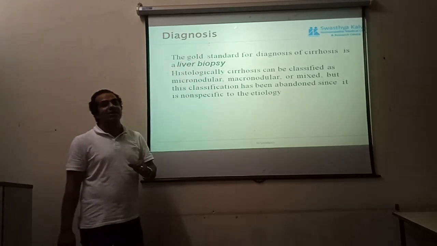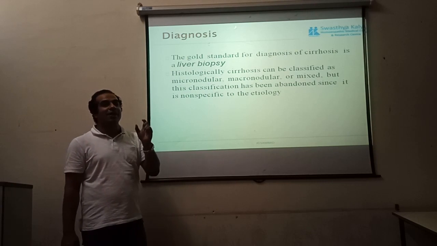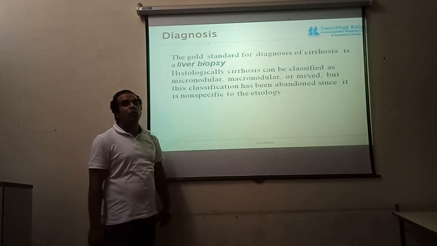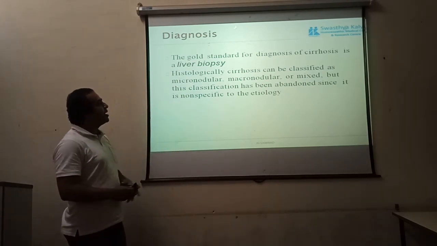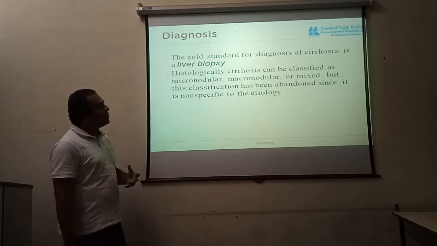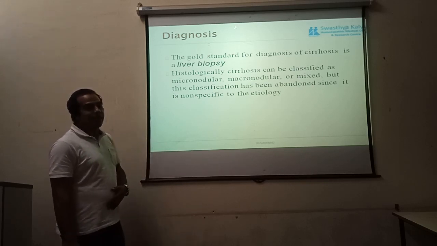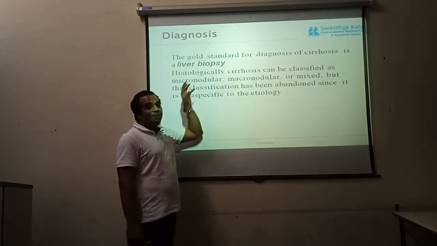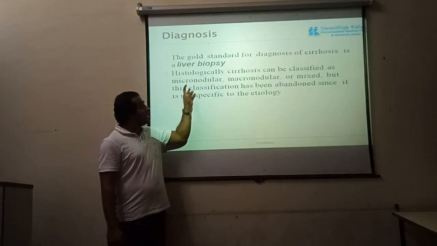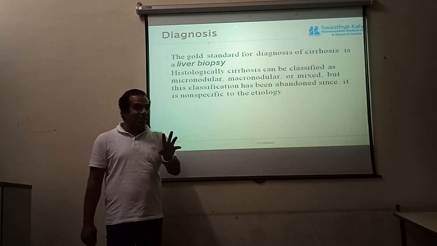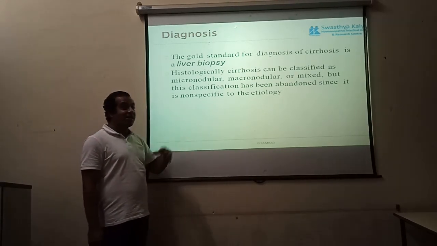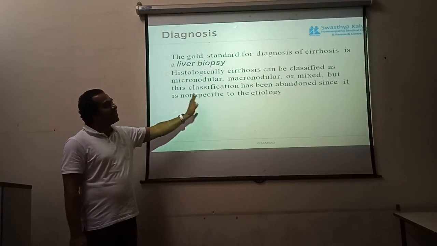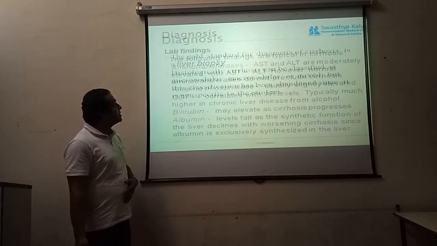So the gold standard term is used where a particular test is known as the confirmatory test. Histologically, cirrhosis can be classified as micronodular, macronodular, or mixed. But this classification has been abandoned since it is non-specific to its etiology. It is the appearance of a liver on biopsy, whether the nodules formed are macro in size or micro in size, but this appearance has nothing to do with the etiology. So we don't emphasize too much on the histological appearance.